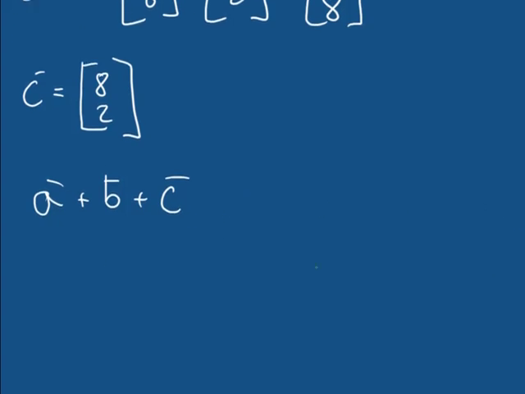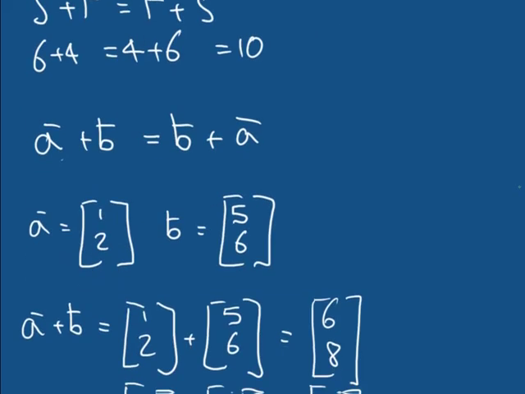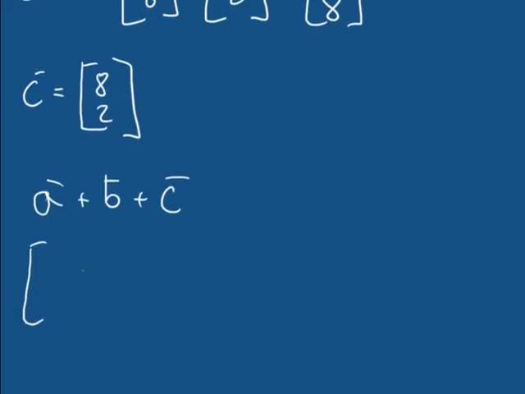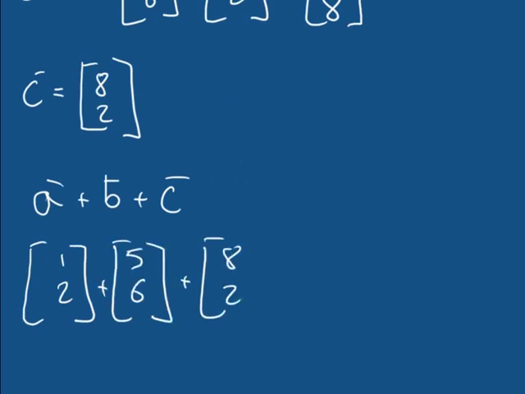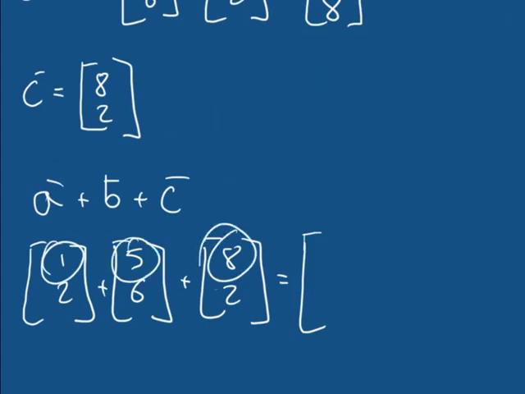So with A plus B plus C, as I refresh my memory of what A was, 1, 2, B was 5, 6. So 1, 2 plus 5, 6 plus 8, 2. As long as we add the first components of each of the vectors to get the first component of the result, and the second components of each of the vectors to get the second component of the result, it doesn't matter the order we add them, just in the same way that it doesn't actually matter how we add 1 to 5 to 8, as long as we get the same result.